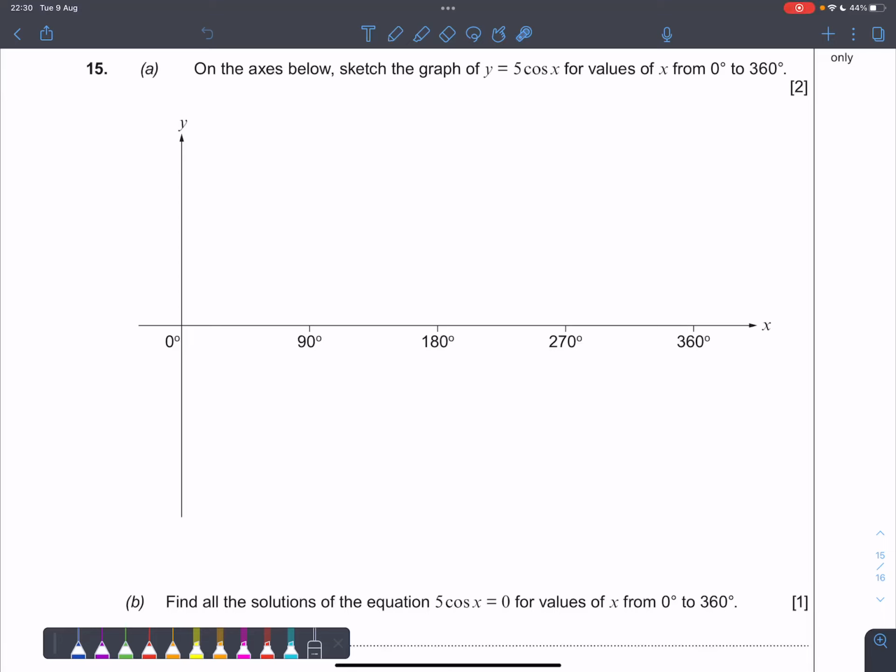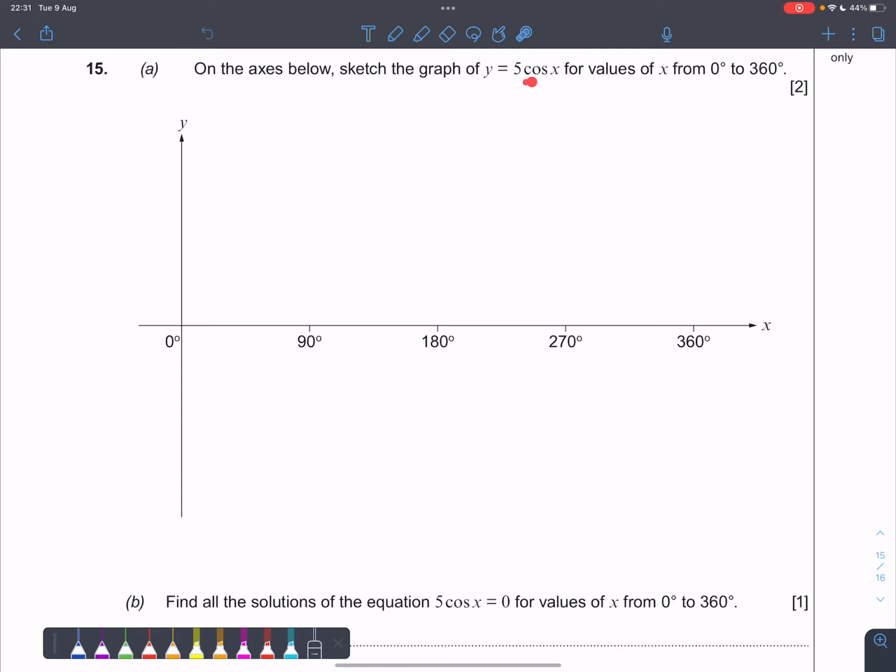Okay, in this video we are going to be looking at question 15 of the WJEC additional maths paper from June 2015. So this says, on the axes below, sketch the graph of y equals 5 cos x, for values of x from 0 to 360. Okay, so there's two ways to go about doing this.